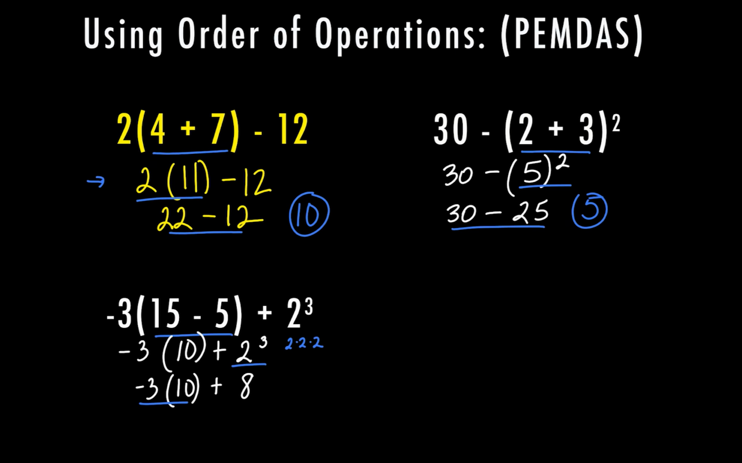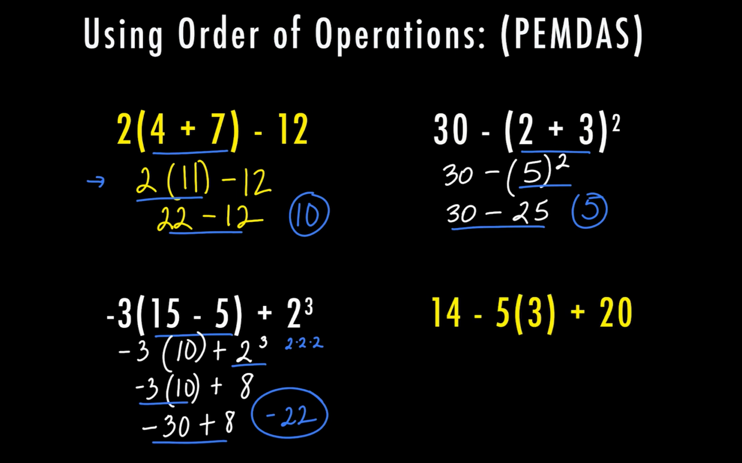Negative 3 times 10. Negative times a positive is a negative, and 3 times 10 is 30. Now I'm going to add 8. So my last step here is negative 30 plus 8. Well, these have different signs, so I'm going to subtract, and 30 minus 8 is 22. And then between 30 and 8, 30 is the bigger number, so my answer is a negative 22. We're going to do one more example here.